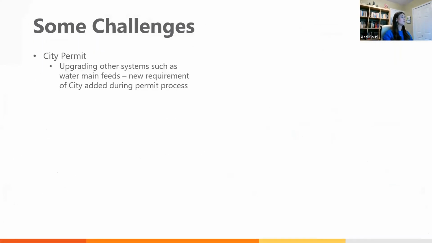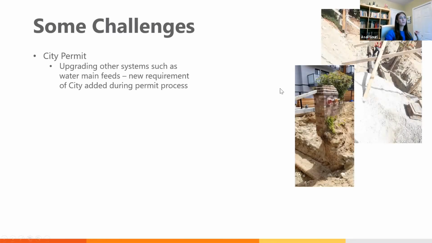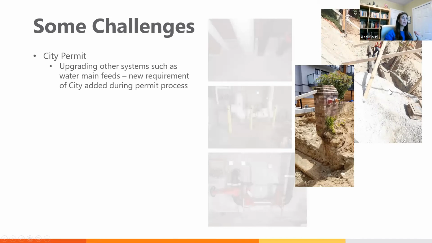Another good example of the challenges that we had to deal with, again, the city permit, that was actually New Westminster, upgrading other systems such as water main feeds. That was a new requirement of the city added during the permit process. So obviously the city was saying, you want to do your reno job, fine. You have to upgrade your water mains, which means we had to, from the front of the property to the underground parkade, replace the water mains. That means doing the excavation of replacing the pipes, but that's not the end.